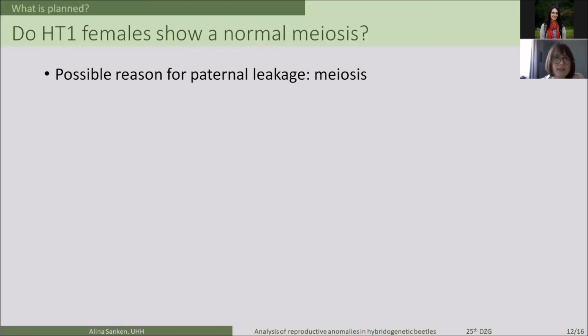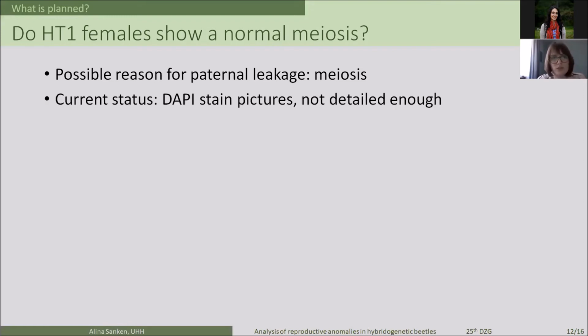As I just said and showed you, there is paternal leakage, or it seems to be that there's paternal leakage, and one possible reason for this could be the meiosis. And this is what I started during my first year as a PhD. Just to get a general overview and to see how the cells look in an unfertilized egg of a haplotype 1 female, I took DAPI stain pictures, which were sadly not as detailed as I'd hoped them to be.